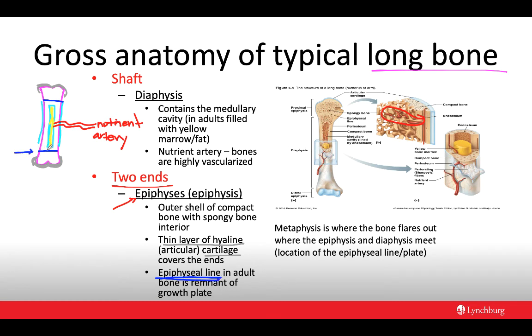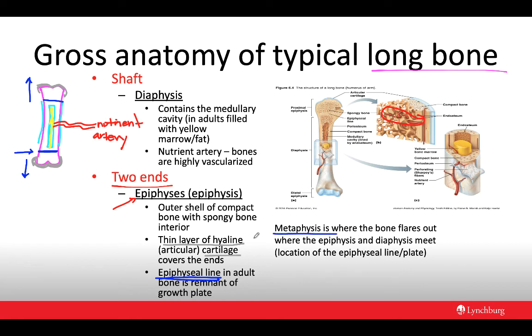That used to be an area of hyaline cartilage that was replaced by bone as the person was growing. It would basically make that bone get longer. And then when the cartilage stops dividing and growing and it just becomes bone, we're left with just a line of cartilage there, and that's called the epiphyseal line. And we'll talk about that a little bit more.